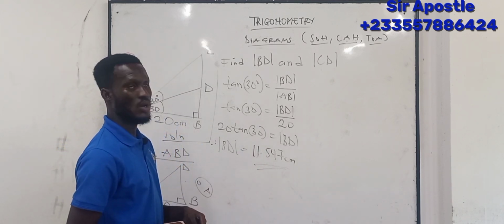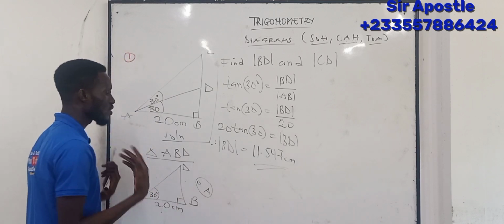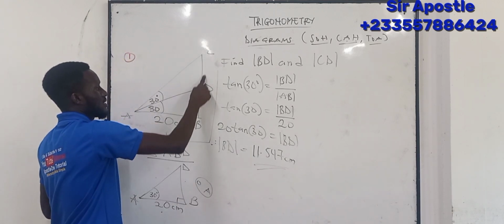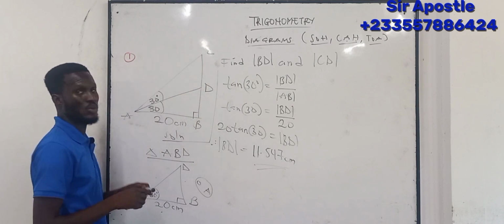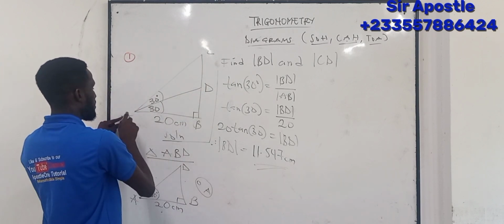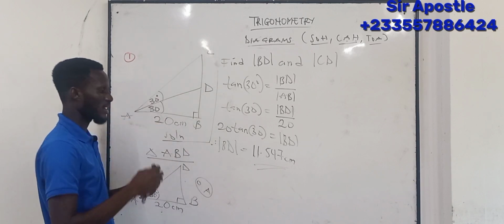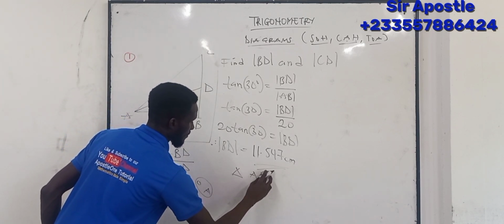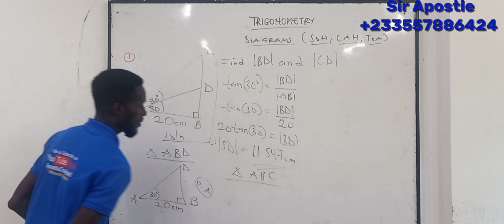Now the second one is solve for CD. Now how are we going to solve for CD? Solving for CD will be a difficult task because CD doesn't form a right-angled triangle, so we have to consider a bigger triangle. Yes, the bigger triangle is ABC. I'm going to consider triangle ABC, that is the bigger one.